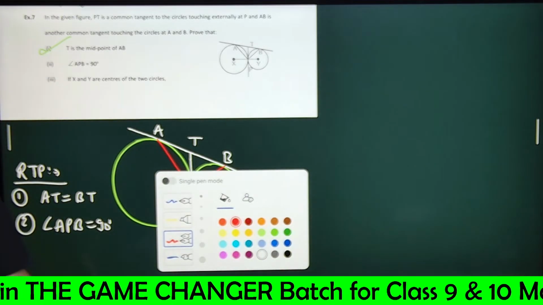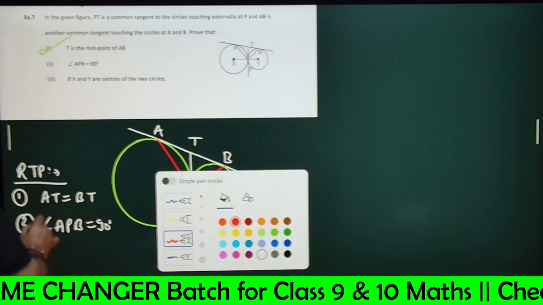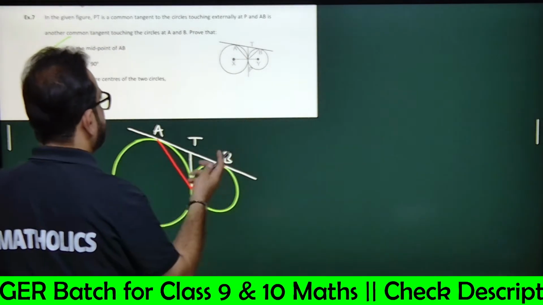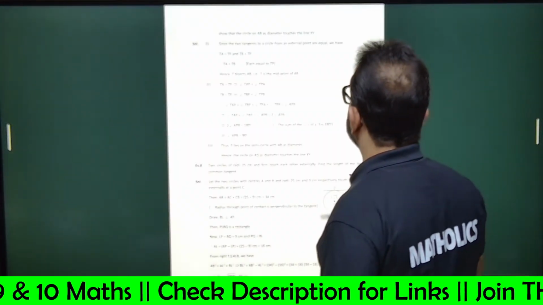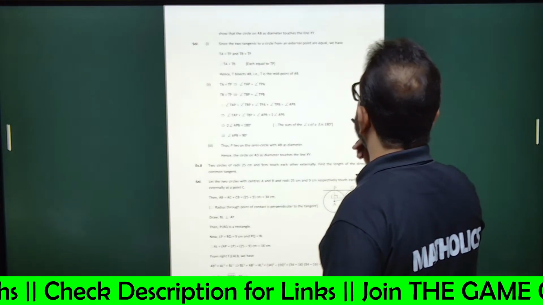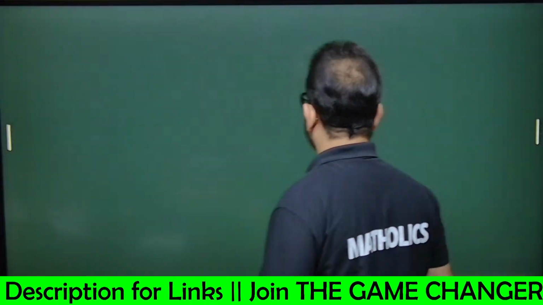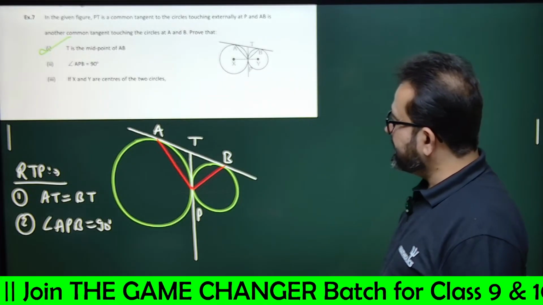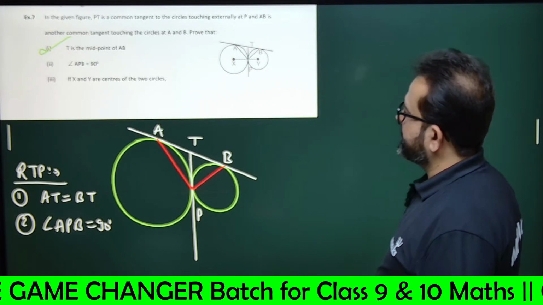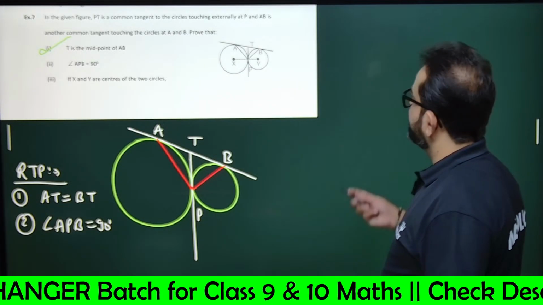It is given that X and Y are centers. Anything else we have to prove? Show that the circle on AB has diameter. Okay. Third point we'll prove at the end. First we need to prove these two. Tell me, in this question we have, okay, proof.